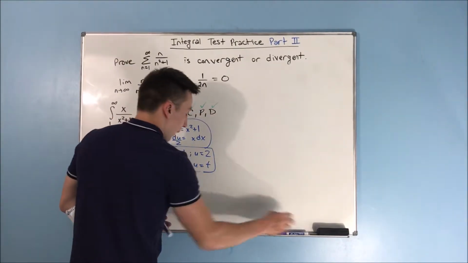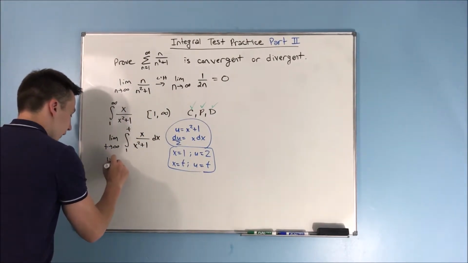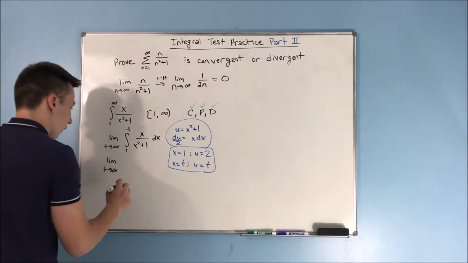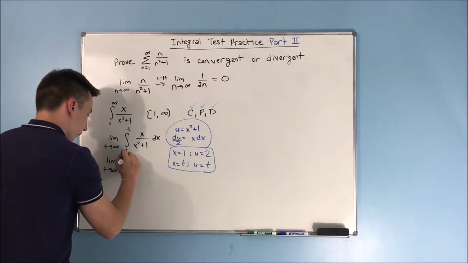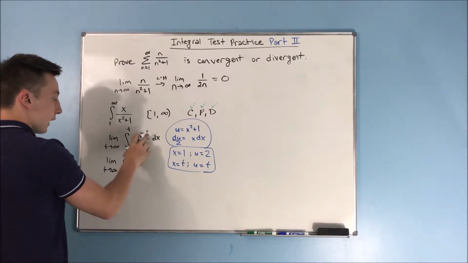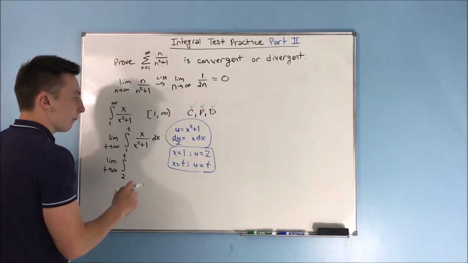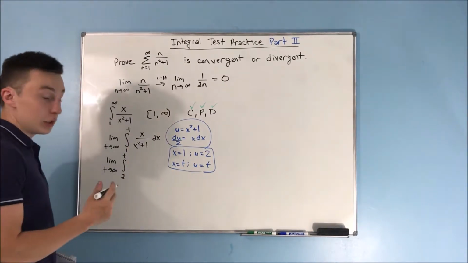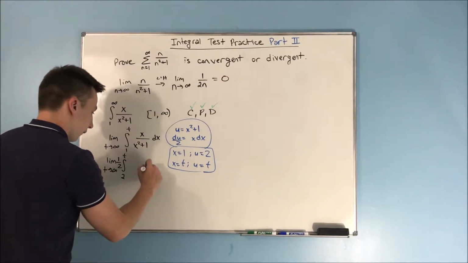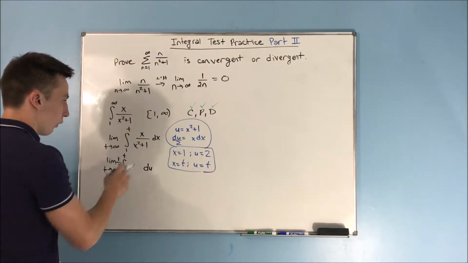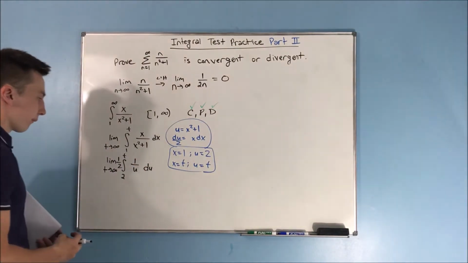So let's go ahead and substitute in. We now have the limit as t approaches infinity of the integral from, well, now it's going to be 2 to t of, well, this x goes away, right? This x dx, not going to be a thing anymore. Okay, we replaced it with a du over 2, so that means we're going to have a 1/2 out here, and we're going to have a du inside. And, well, this x squared plus 1, that's going to be u. So we're going to get a 1 over u du.